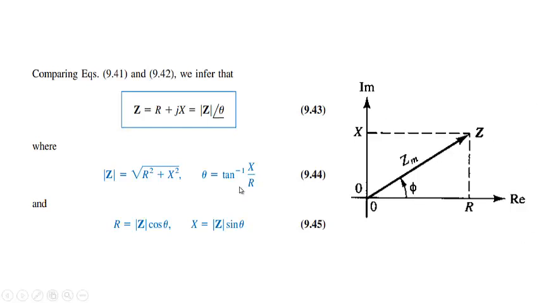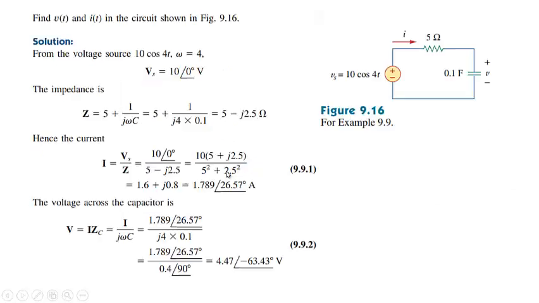You can also note that when R is equal to 0, which is the case we have already discussed, tan inverse of X by 0 will be equal to tan inverse of infinity, and we know that tan inverse of infinity is equal to 90 degrees. So in that case, this angle will be 90 degrees. That is what we have discussed earlier.